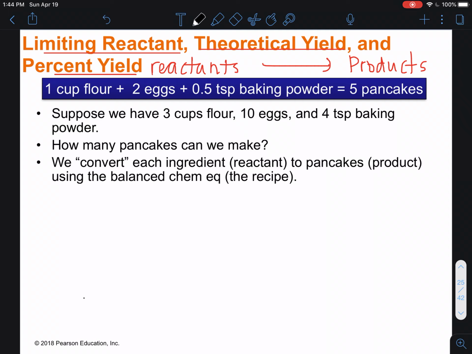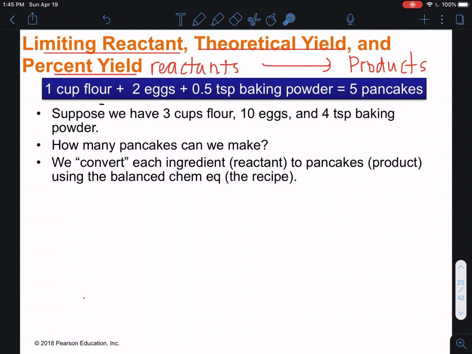runs out first. Okay, so you'll see here in this chemical reaction, the making of pancakes, we have 3 possible reactants. And so the question is, which one of these, the flour, the eggs, or the baking powder, is the limiting reactant, all right? Is the one that's going to produce the least amount of pancakes. So what you want to do is first, having the balanced chemical reaction is only one piece of the puzzle.